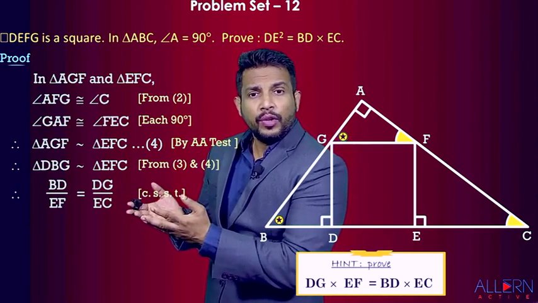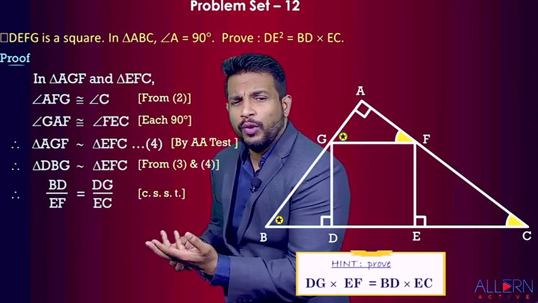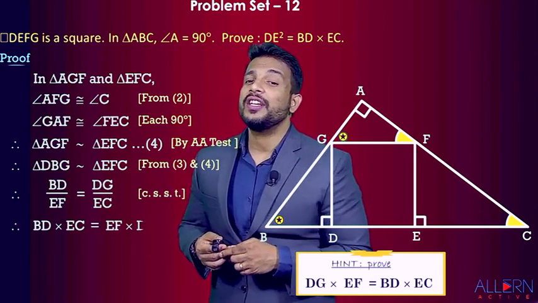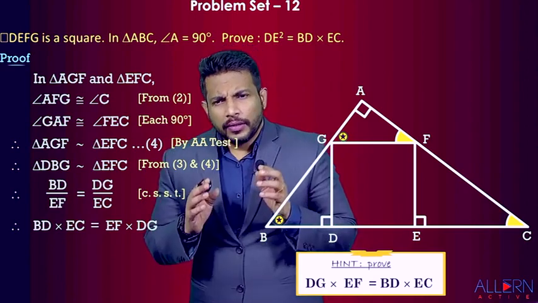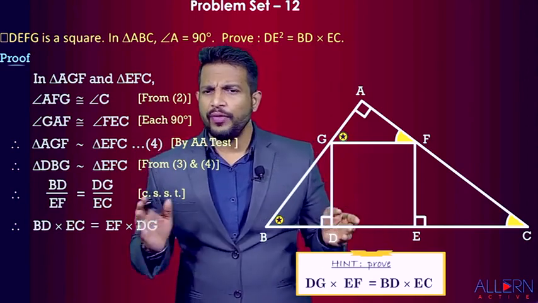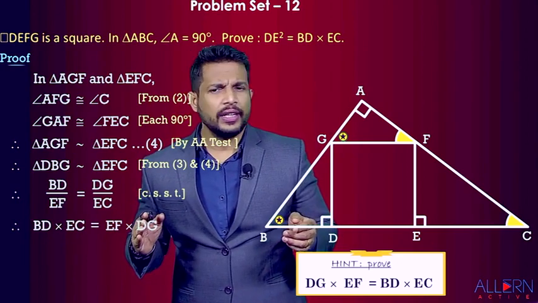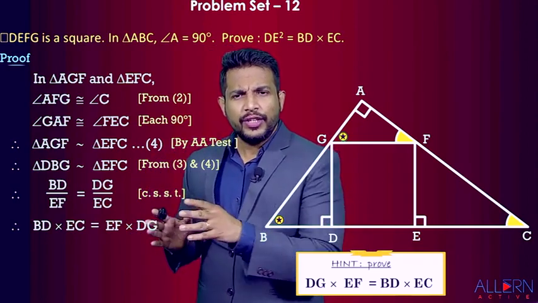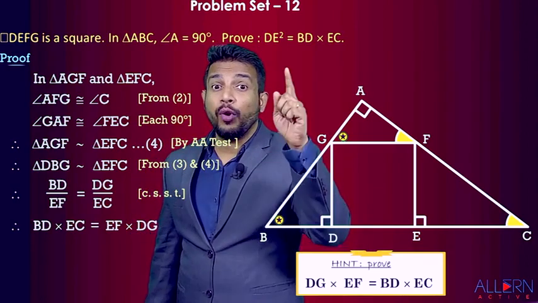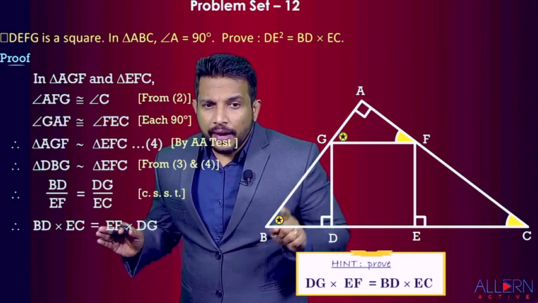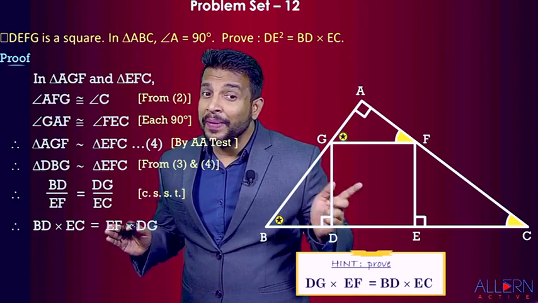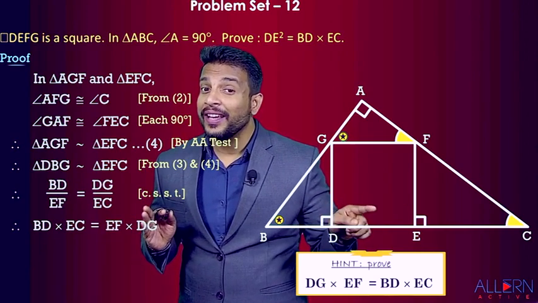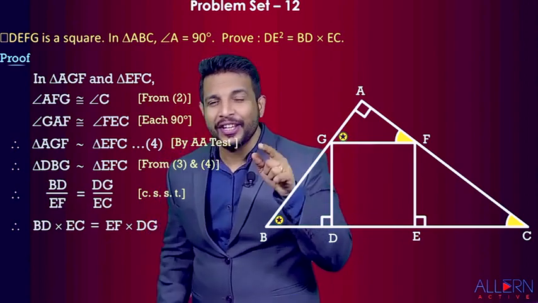Now once we get that, what do we want? We just cross multiply. Once we cross multiply, what do we get there? We get BD into EC is equal to DG into EF, right? Look at the to-prove statement. We wanted BD into EC, we got that. But here we have got DG into EF. We don't want that. But ultimately at the end what we want is D square, right? Now this EF can be replaced by DE, and this DG can also be replaced by DE. Remember at the start we were doing the hint? Yes. So that's what we are doing now.